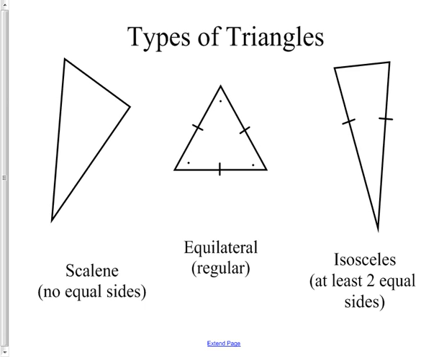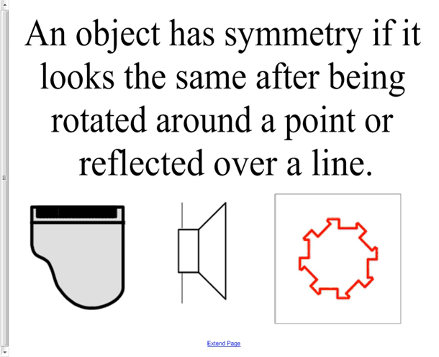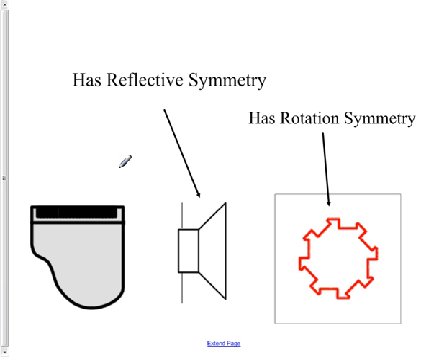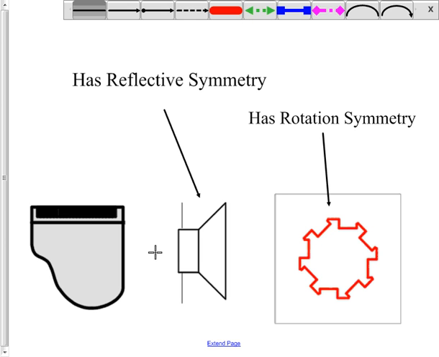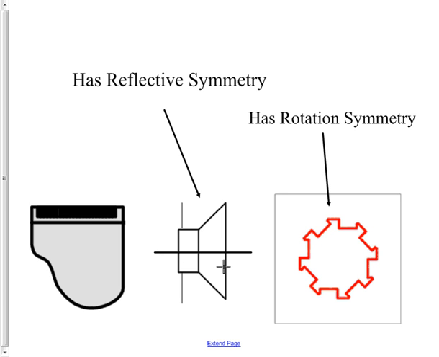Okay, so let's look at symmetry then. An object has symmetry if it looks the same after being rotated around a point or reflected over a line. So let's look at these and determine which ones have symmetry. This one has reflective symmetry if we cut it right down the middle, like so. If we folded it, this bottom side would match up identically to the top side. So this has reflective symmetry, and this here is our line of reflection, that line I drew in there.